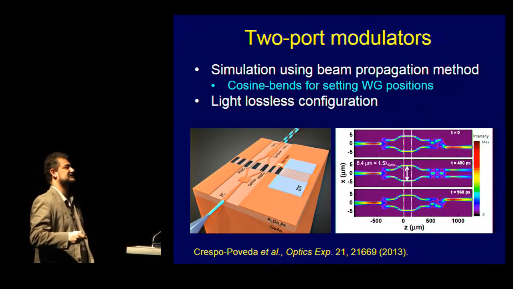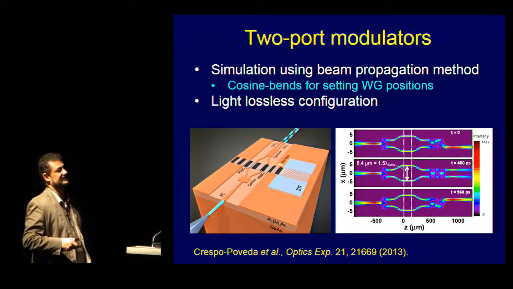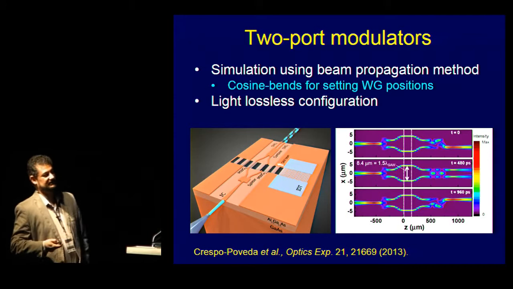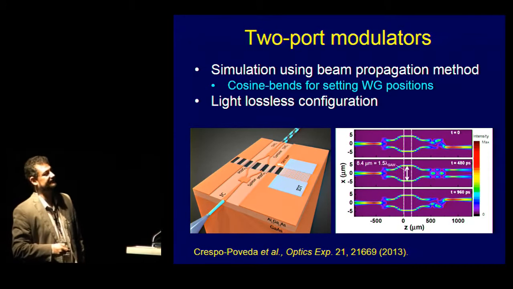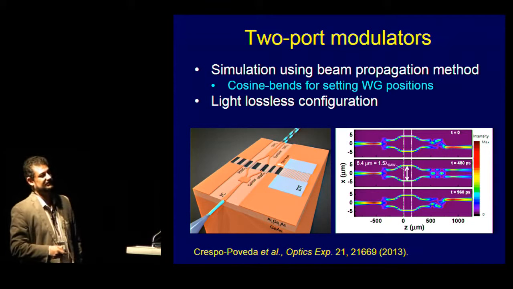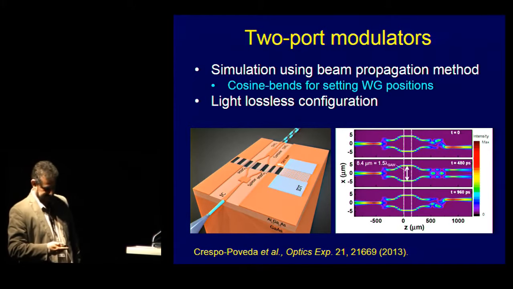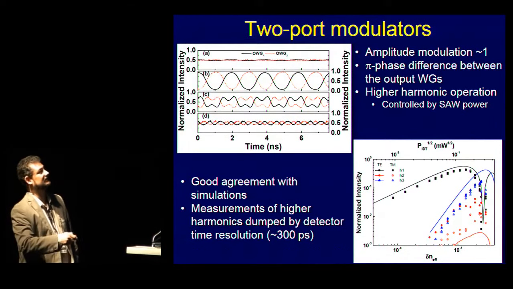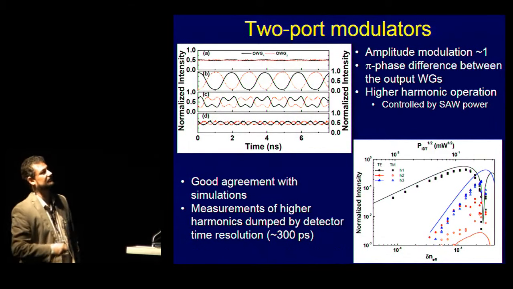So this, for instance, is a different device where you have a two-port modulator. We have now an MMI here. And instead of having light on and off and losing half of the light, now we have two ports. What we do is we switch the light from one port to the other as the acoustic wave passes by. So we have this two-port modulator. Very efficient also. We almost don't lose light.